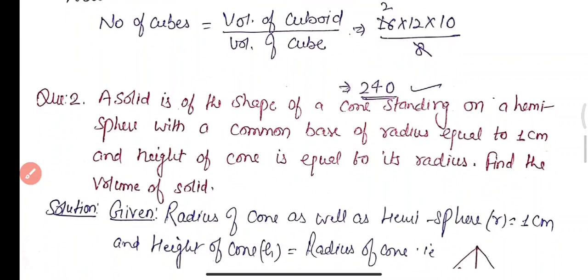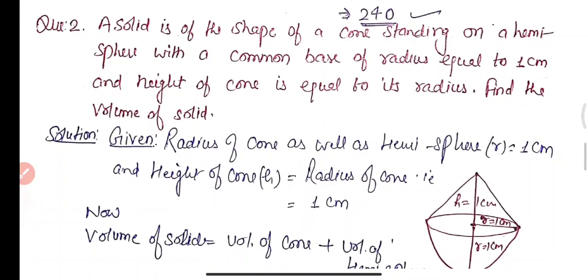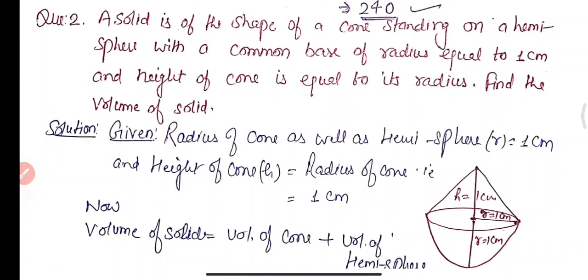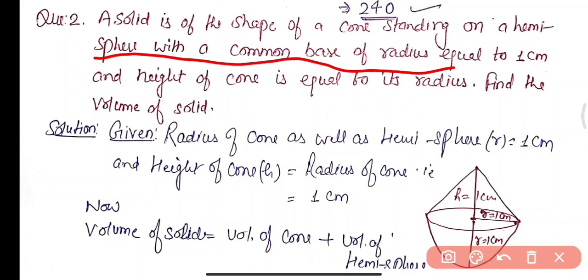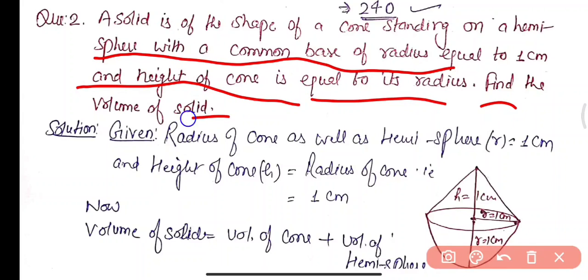So now question number 2. We have a solid in the shape of a cone standing on a hemisphere with the common base of radius equal to 1 centimeter and the height of the cone is equal to its radius. Find the volume of the solid.